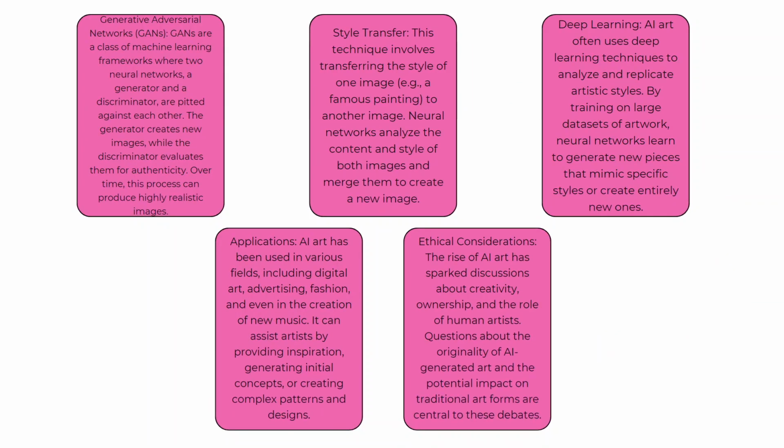Generative Adversarial Networks, GANs. GANs are a class of machine learning frameworks where two neural networks, a generator and a discriminator, are pitted against each other. The generator creates new images while the discriminator evaluates them for authenticity. Over time, this process can produce highly realistic images.